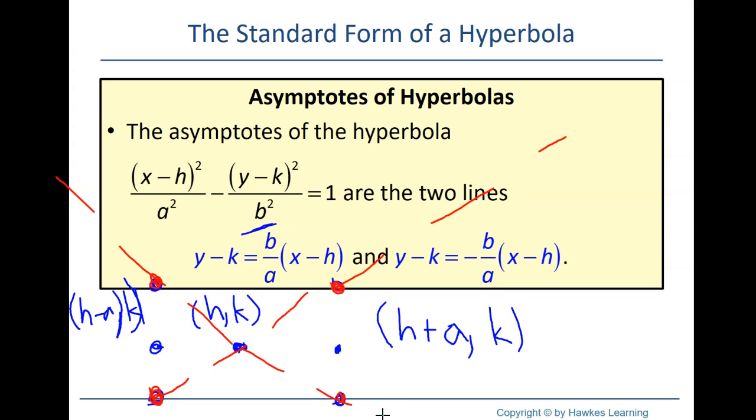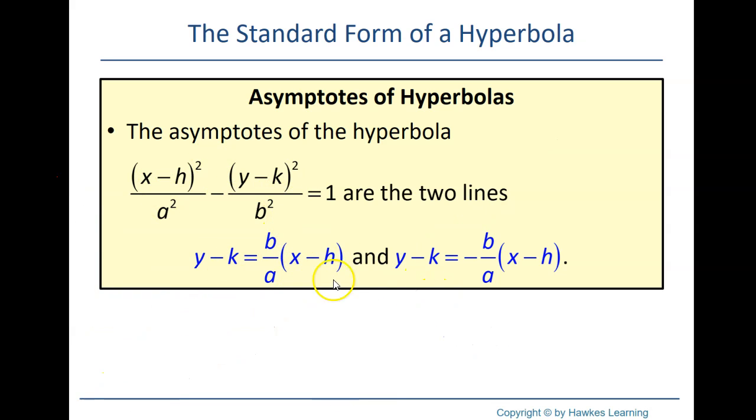And then ultimately what's going to happen when we graph this is we're going to start off from the vertices here and here, and we're going to go towards the asymptotes. We don't touch the asymptotes, we just move towards those asymptotes. And that's how we will graph these things. So the asymptotes are going to be extremely important for these.